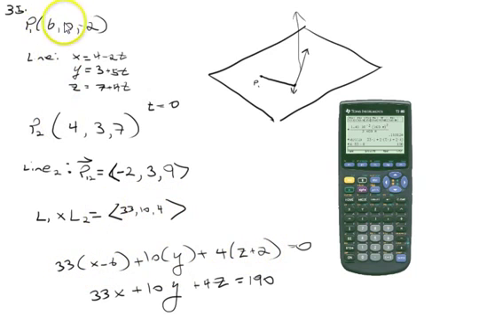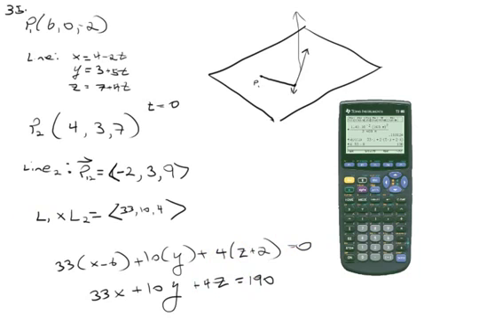So I've picked the point 6, 0, -2, so you can see x minus 6, y minus 0, z minus -2, so z plus 2. And you can see our direction numbers show up in the coefficients. They're 33, 10, and 4. We set that equal to 0. That would be a perfectly acceptable answer. We could also collect our terms and get the linear equation, and that would be equal to 190. So either of those is correct.